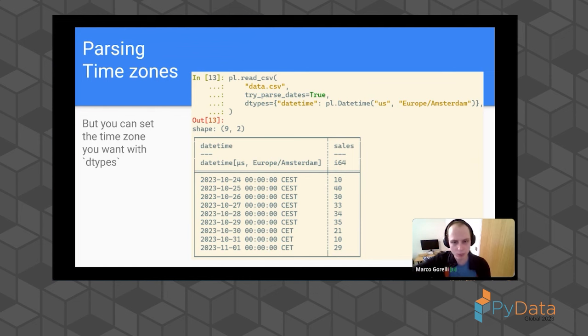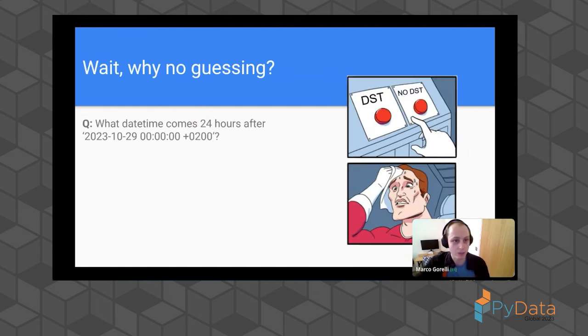And you might be wondering, why can't polars do this for you? And the answer is, it just doesn't know. Let's have another pub quiz. Suppose it's the 29th of October 2023 at midnight, 2 hours ahead of UTC. 24 hours later, what time is it? And I'll spoil the answer here for you.